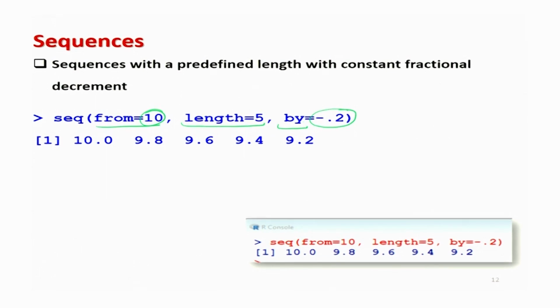So, what will happen? This sequence will begin at 10 and then there is a decrement of 0.2. So, this will become 10 minus 0.2 is equal to 9.8, and this will continue. So, this will be 1, 2, 3, 4 and 5 values, which is controlled by the command length is equal to 5. You can see it is not a very difficult operation, and if you try to do it on the R console, you will get this type of outcome.